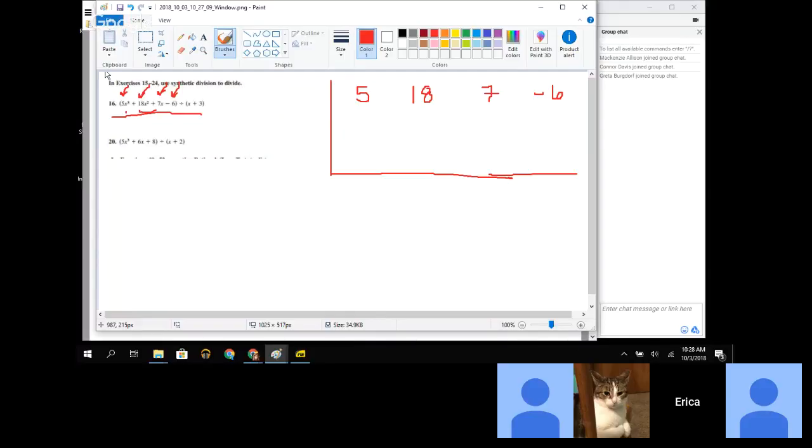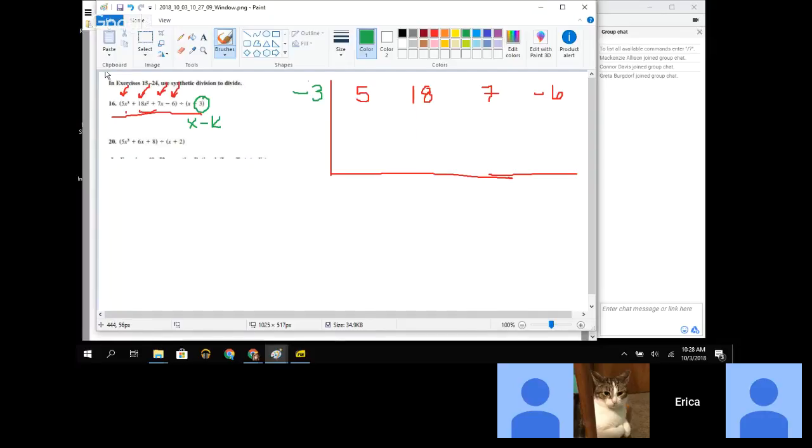Okay, then outside my box, I'm going to use this number. So if you look at the pattern, it says x minus some value k, and k goes over here. Well, I have x plus 3. So that means that my k value is -3.